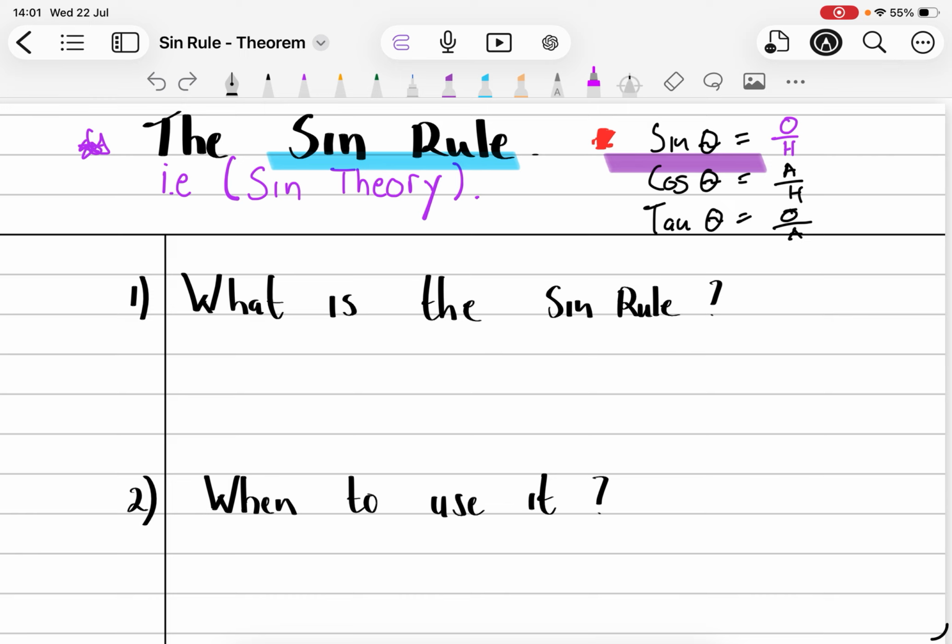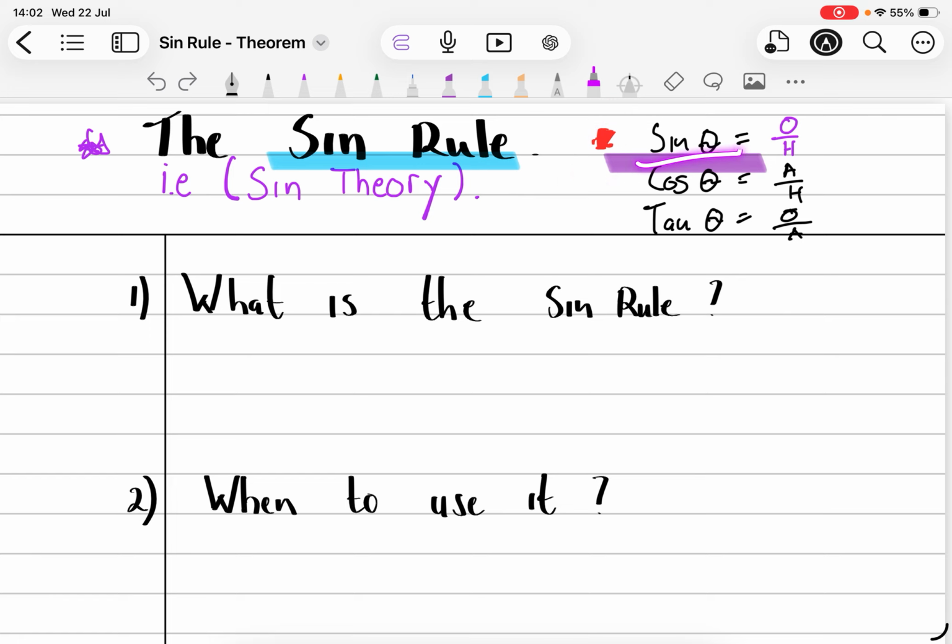So starting off, we've got the sine rule, or you can say the sine theory, or some people use the word theorem. It's a singular theorem that is based on our trigonometric ratios. As you can see here, I've now picked our trigonometric ratios.